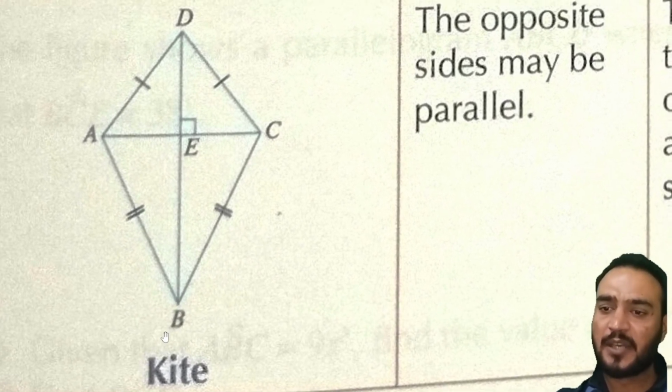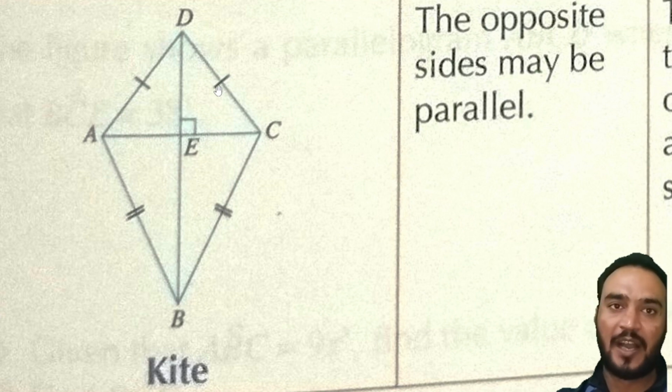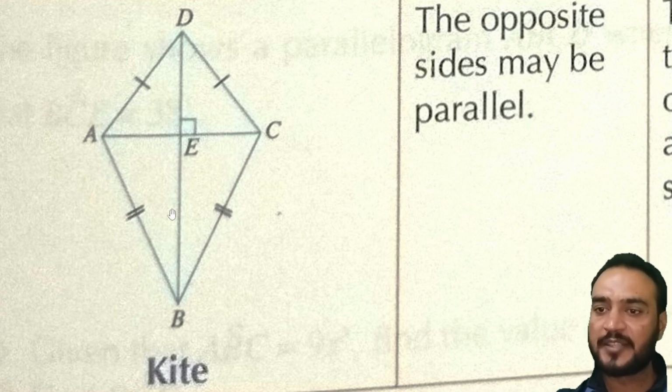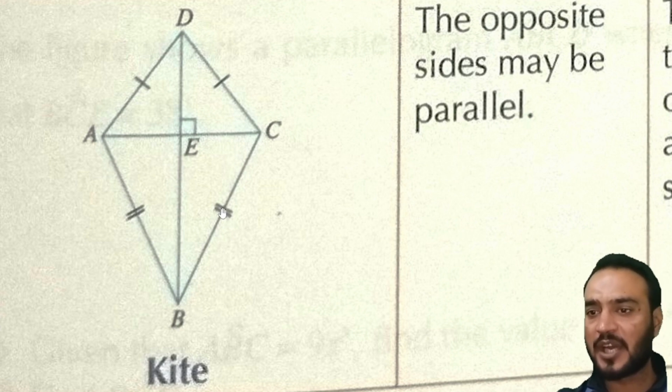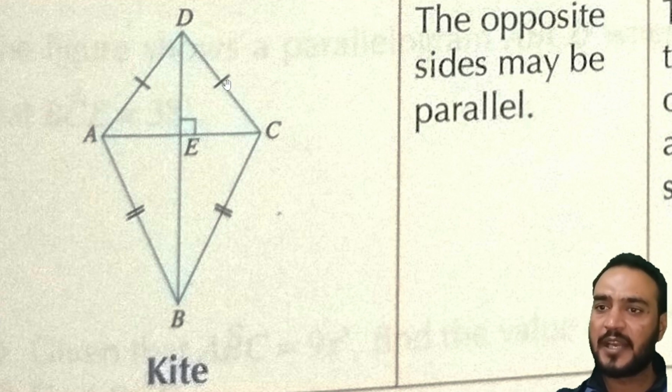Okay, and the next type is the kite. A kite is also an example of a quadrilateral. Here we have two pairs of equal lines. That is, the line AD is equal to DC and the line BC is equal to the line AB. It is shown by two cross lines on the line AB and the line BC. These are two lines which are equal to each other, and on the upper side, these are two lines AD and CD which are equal in length.